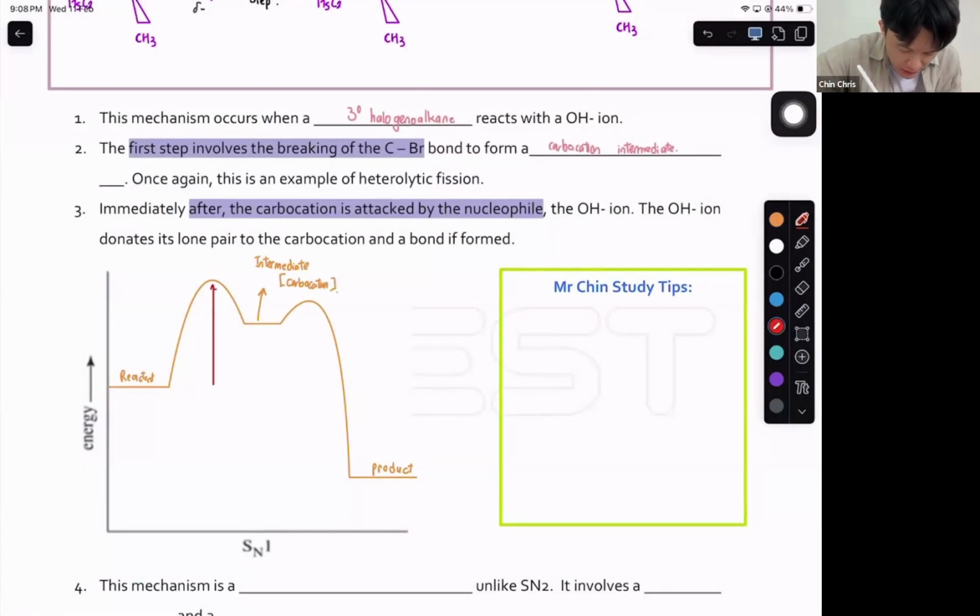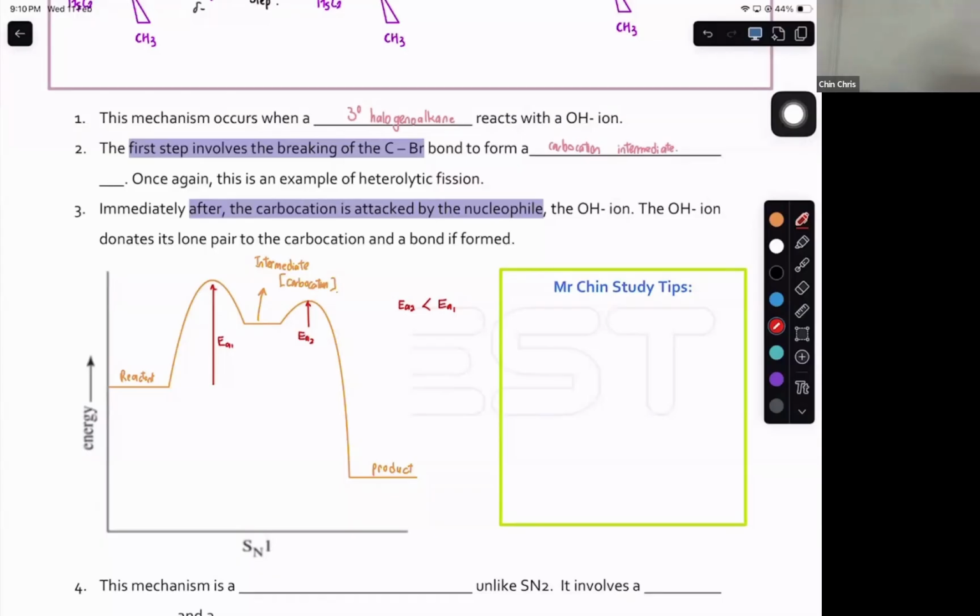The first EA, I call it EA1. The second is EA2. EA2 is always smaller than EA1. So activation energy for the first step is higher. Again, EA1 is always greater than EA2.